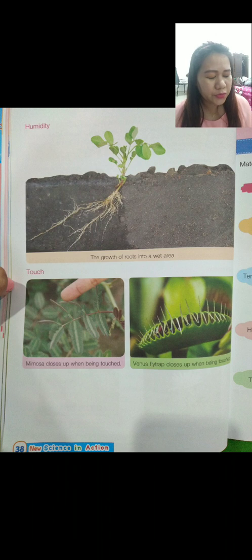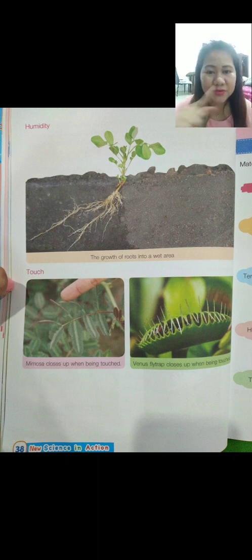Humidity. The growth of roots into a wet area. You see how the roots grow into a wet area. So that's how the plants respond to humidity. The root grows into a wet area.